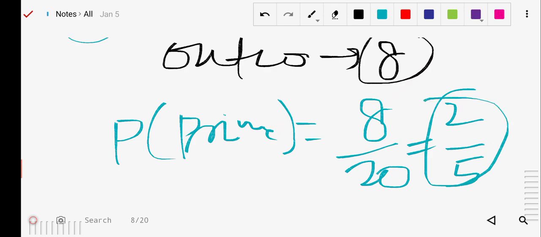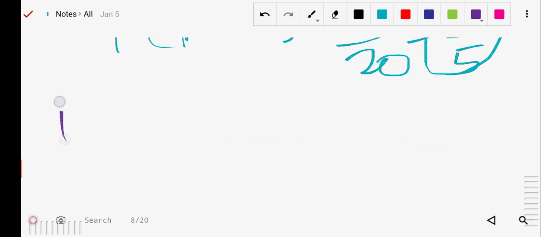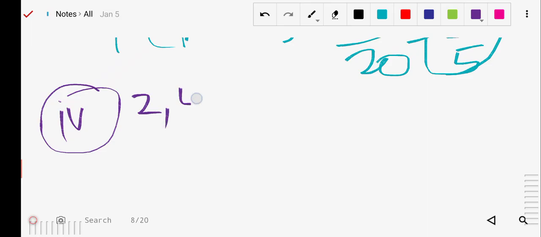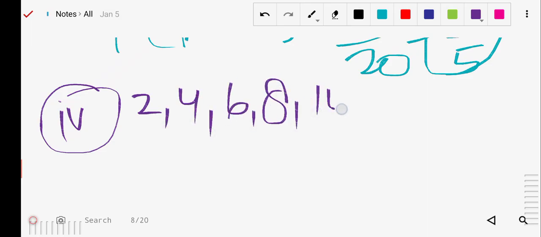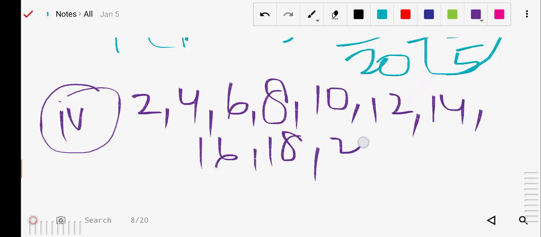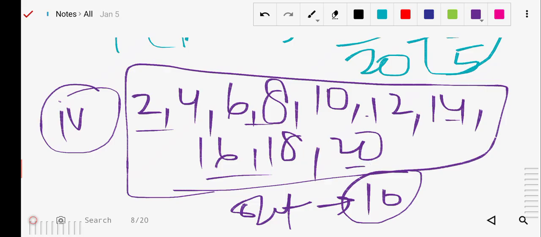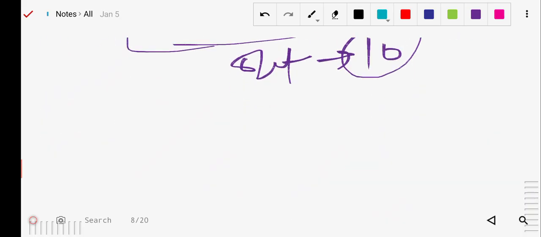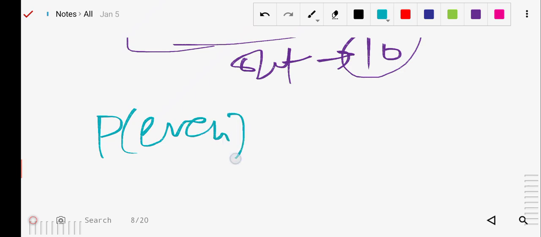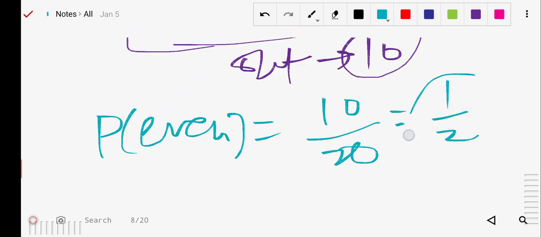Now next, question number 4 is an even number. They're asking for an even number. From 1 to 20, how many even numbers are there? 2, 4, 6, 8, 10, 12, 14, 16, 18, and 20. These are the even numbers. So the outcome is 10. Ten numbers are there between 1 to 20. Now we will get the probability. Probability of an even number is 10 by the total of 20, which is 1 by 2.